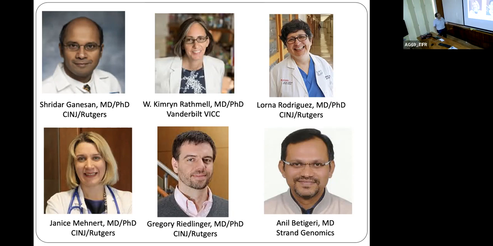Janice runs the clinical trials. Greg is a pathologist at the Cancer Institute. And Anil is a pathologist for SRAM genomics. The reason we included both of them is that when we asked Greg to work with us, he said he would charge $200 per sample. And when we asked Anil, he told us, if you put me on the paper, I'll do it for free. So we took both of them.